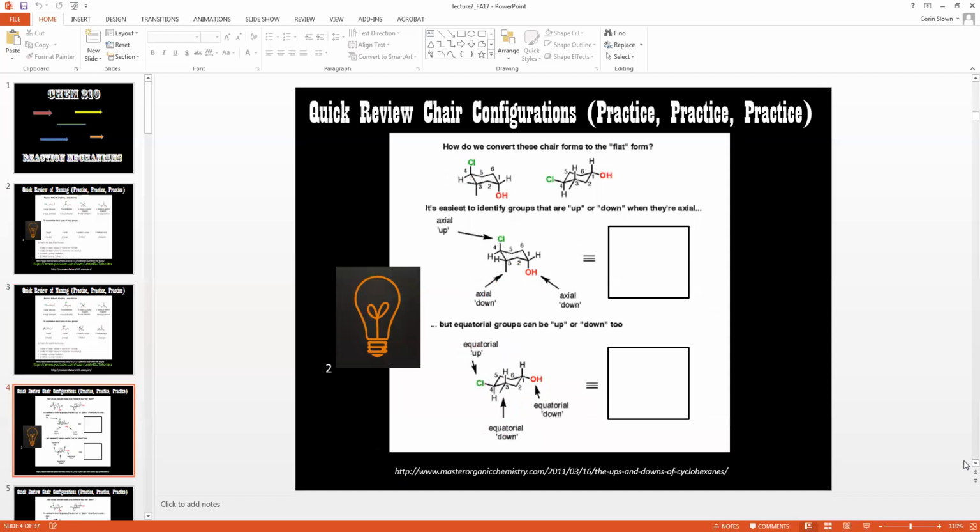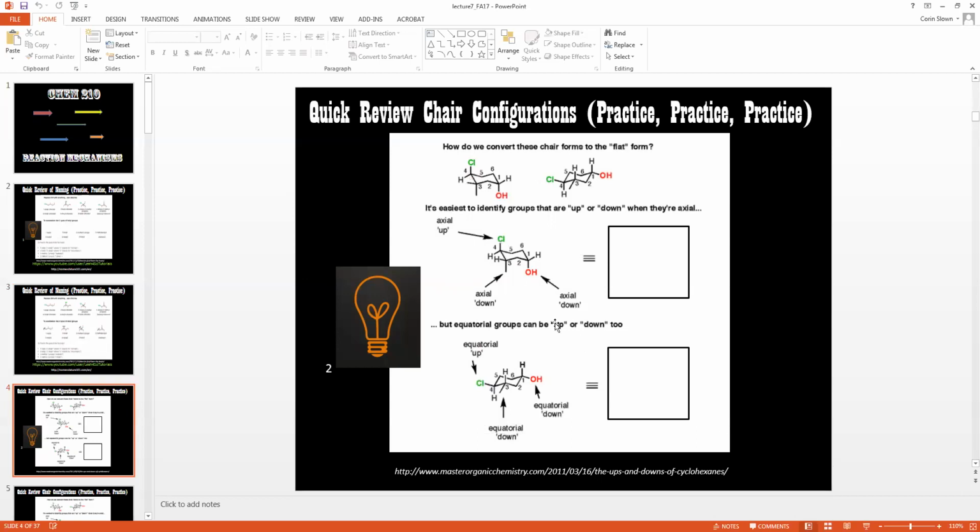The other thing that we're going to take a look at today is a quick review of chair configurations. And again, this goes back to the idea of the more we practice drawing the structures, the more comfortable we'll feel with being able to assign both axial and equatorial, but also really being able to start to see why certain functional groups on a molecule attribute certain types of reactivity. So let's take a moment of practice.